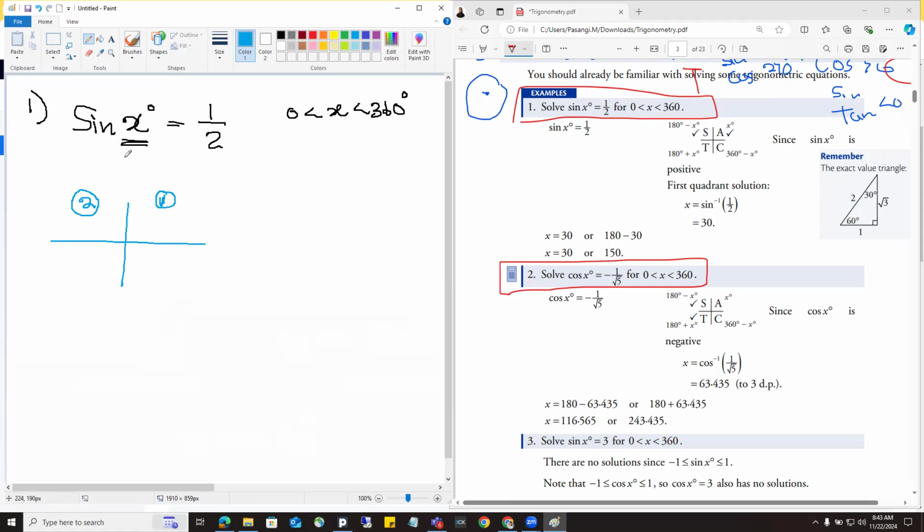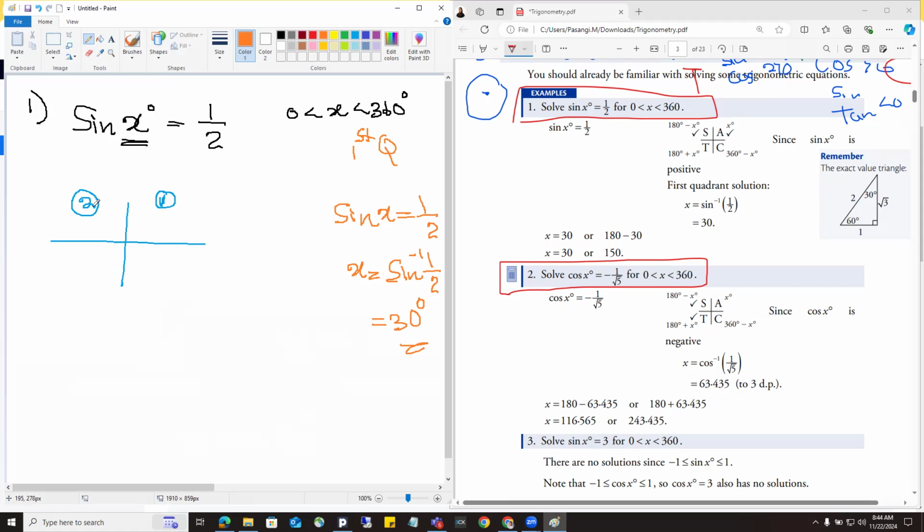Then what will happen? The first quadrant solution we can find, right? Because it's always positive, we can calculate it generally. Sin x equals half, that means x equals sine inverse half. Sine inverse half means 30 degrees. That's how it is.